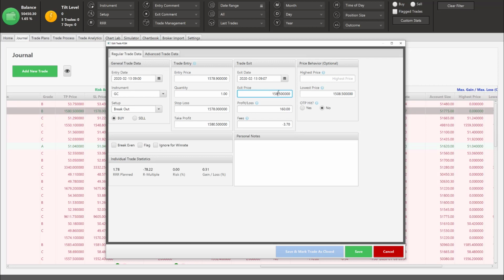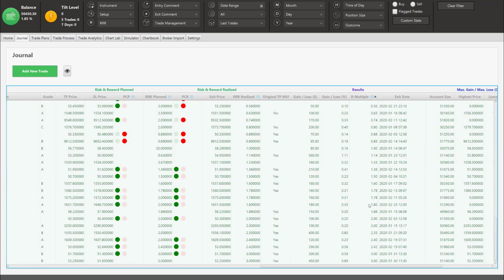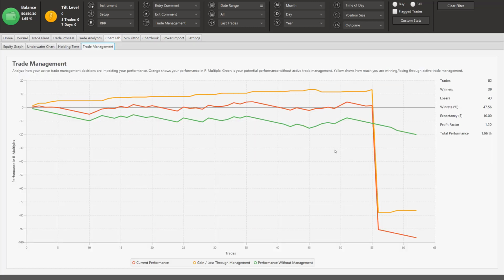And you can see when we correct it to 1580.5, this trade will now also move to the lower end of the spectrum and then be analyzed correctly with the right R multiple. And you can see when we now go back to the trade management graph, we just have this one dip, which is the large negative trade that we identified as well here in the journal.